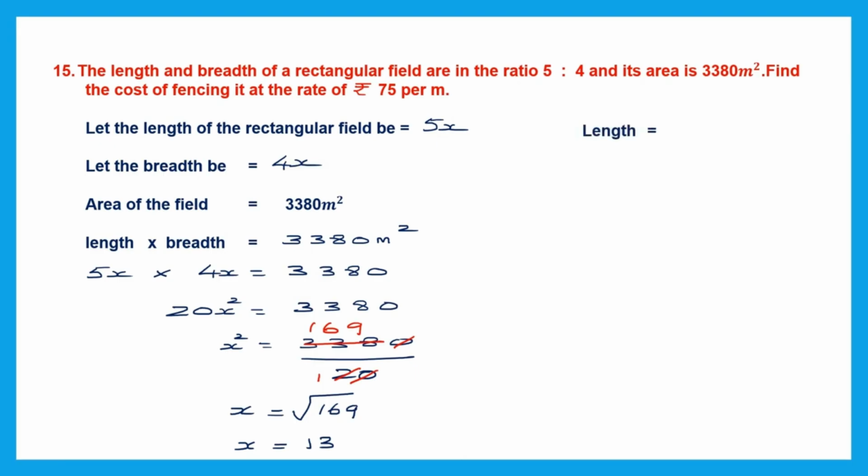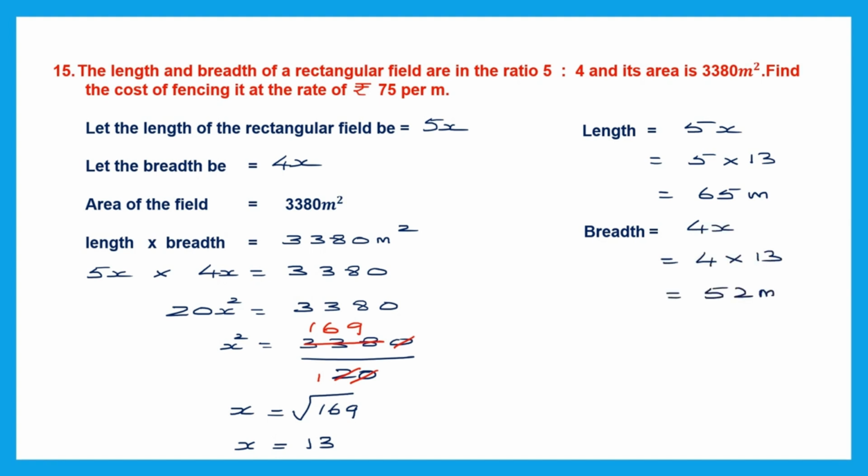So the length is 5x, which is 5 into x, which is 5 into 13. 5 into 13 is 65. So the length is 65 meters. And the breadth is 4x, that is 4 into x, or 4 into 13. And 4 into 13 is 52 meters. So now we have the length and the breadth. And now we can find the perimeter first.